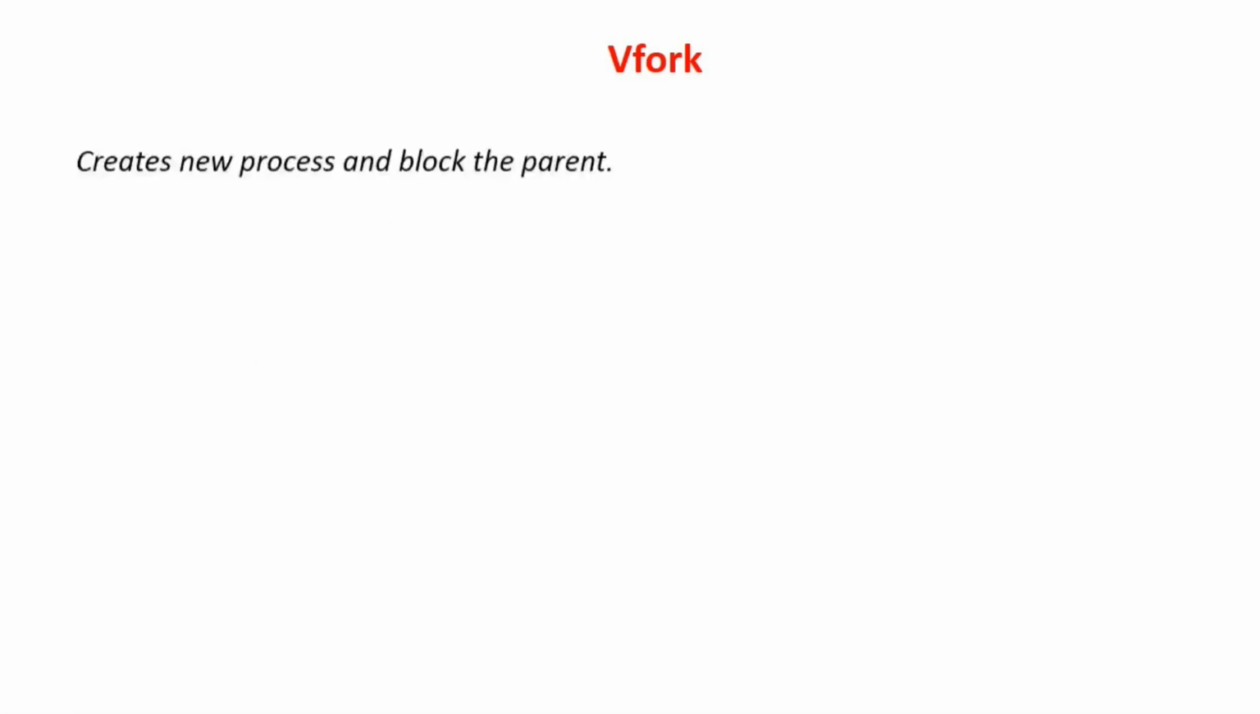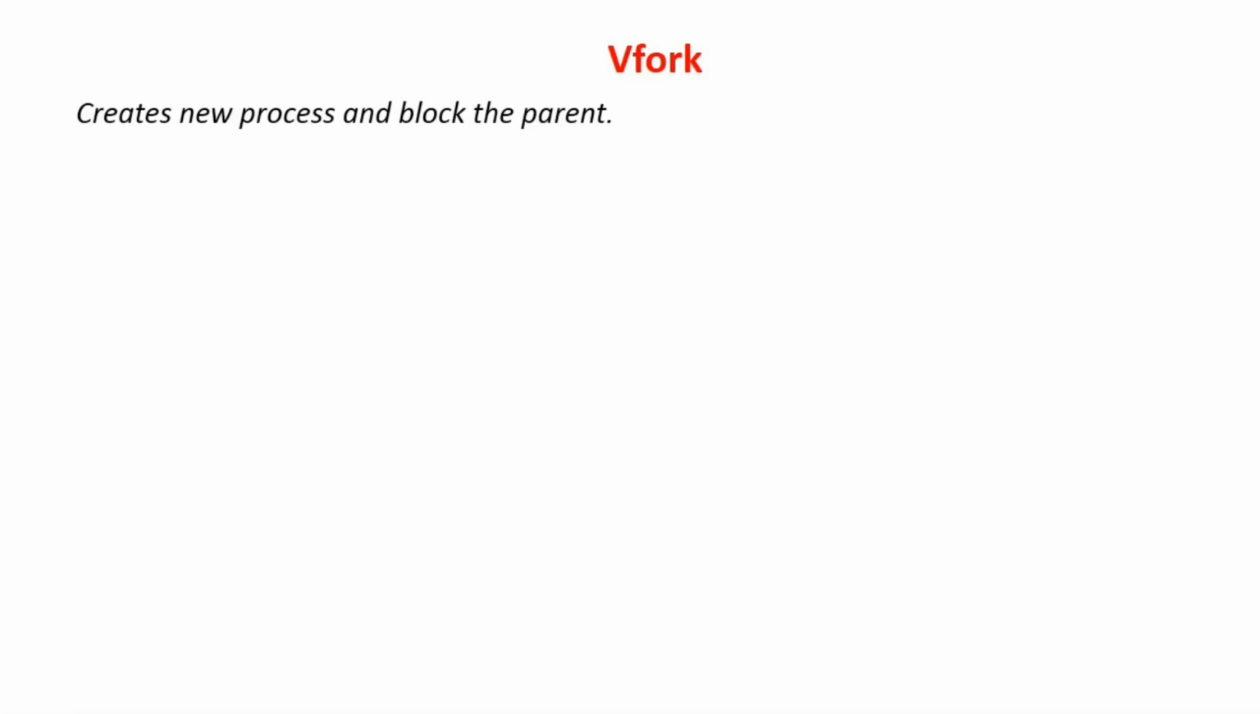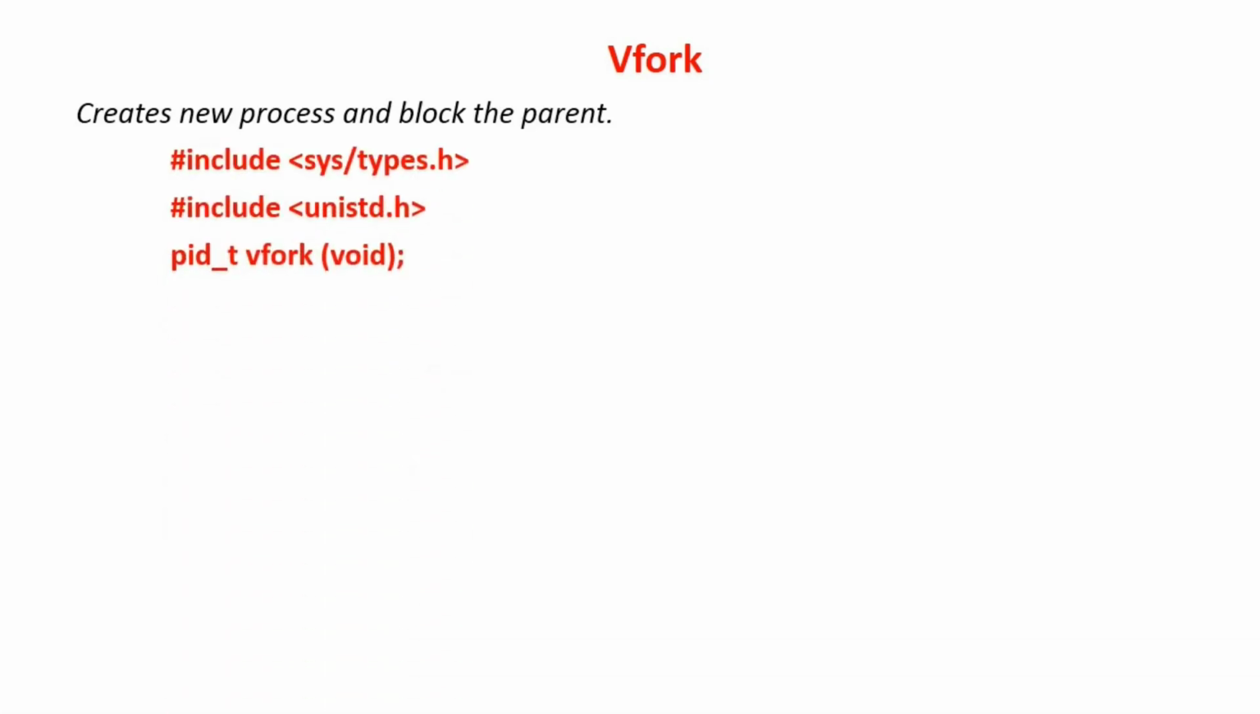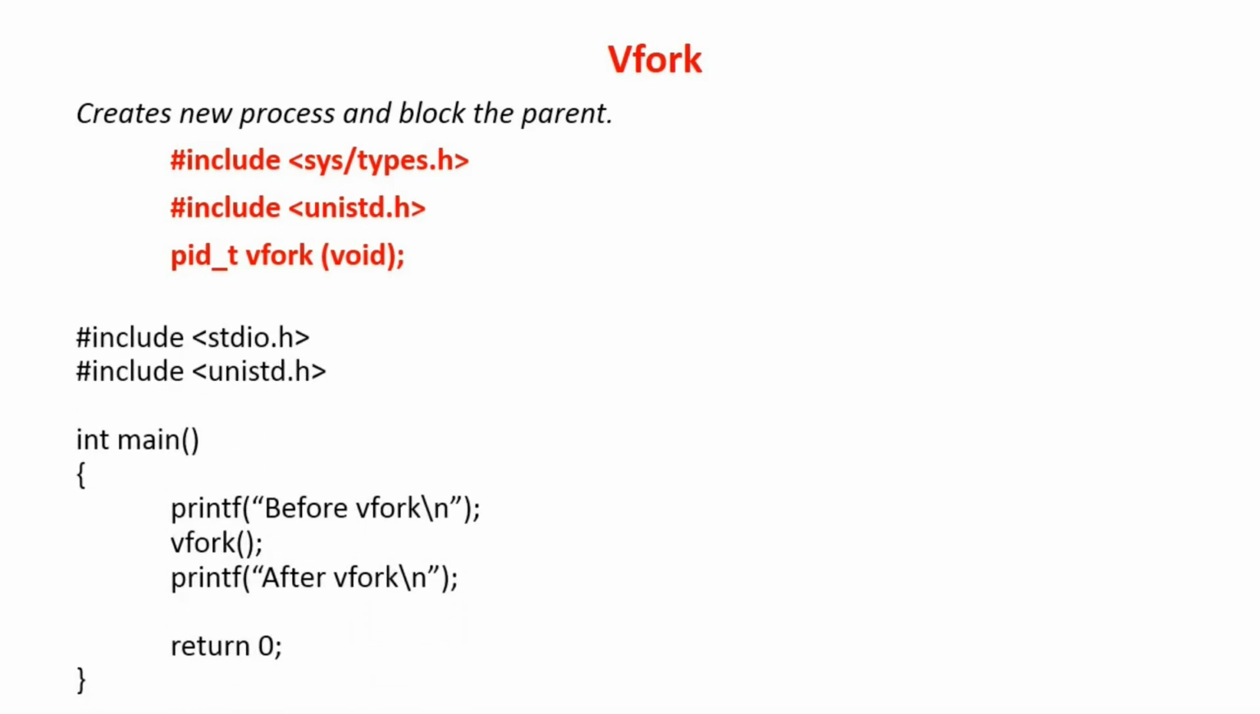vfork. The vfork function creates a new process and blocks the parent. Now this is the difference between fork and vfork. Fork also creates a child process, and vfork also creates a child process, but here the vfork blocks the parent. Once the child is created, it blocks the parent until the child completes the task. This is the syntax for the vfork function, and one example of how to call that vfork function.